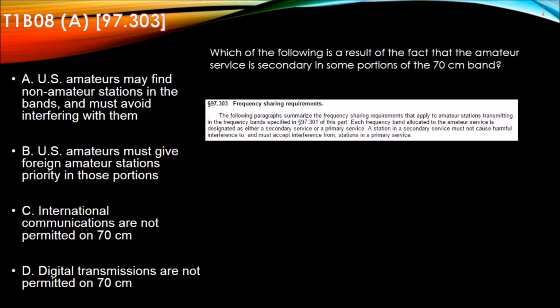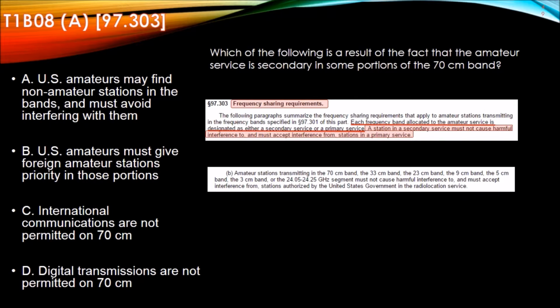Let's go to 97.303, frequency sharing requirements. And we read here that each frequency band allocated to the amateur radio service is designated as either a secondary service or a primary service. A station in a secondary service must not cause harmful interference to and must accept interference from stations in a primary service.